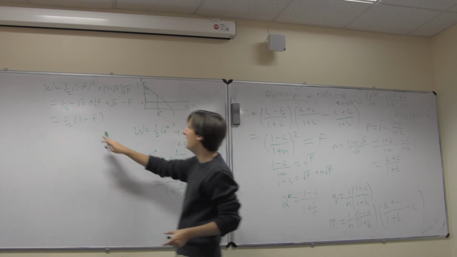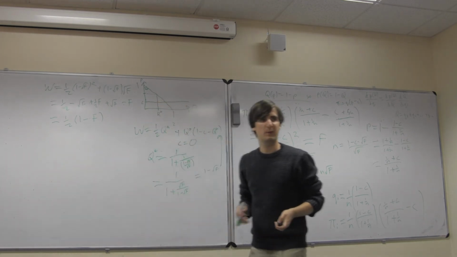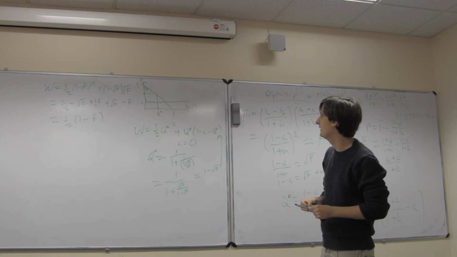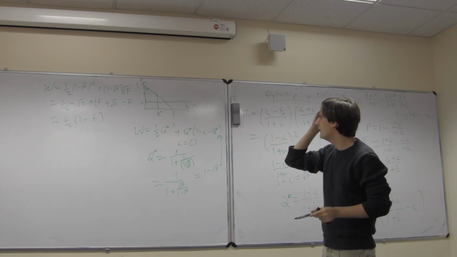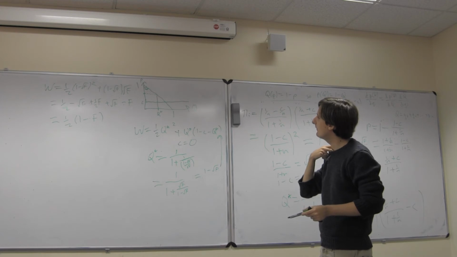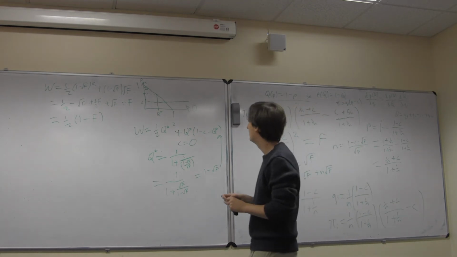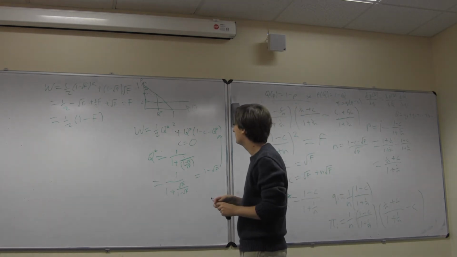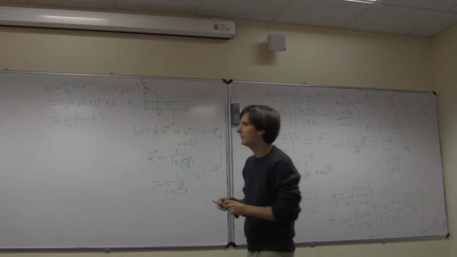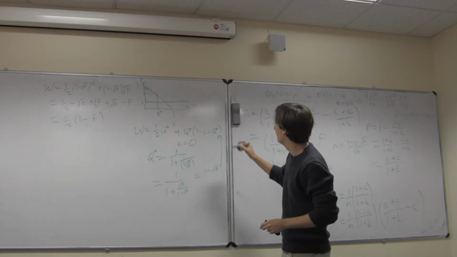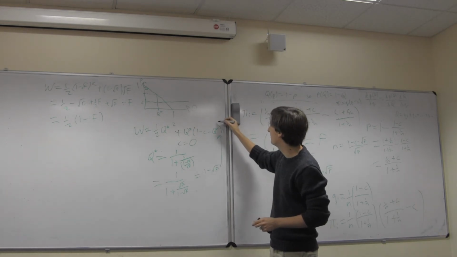Okay, so this was welfare with the number of firms that would enter under free entry, and then the question asked for the socially optimal amount of entry. So oh, I've done something wrong. Sorry guys. We've forgotten a term from welfare.